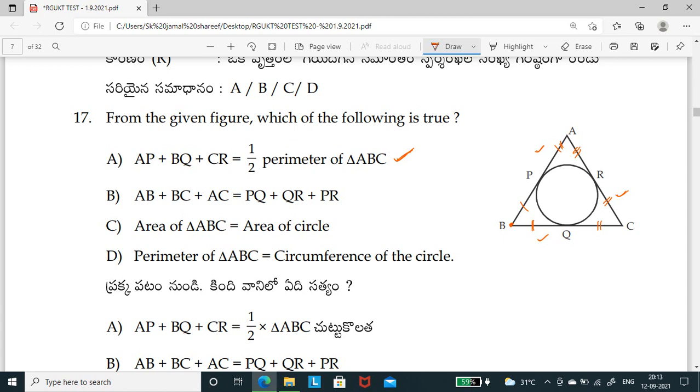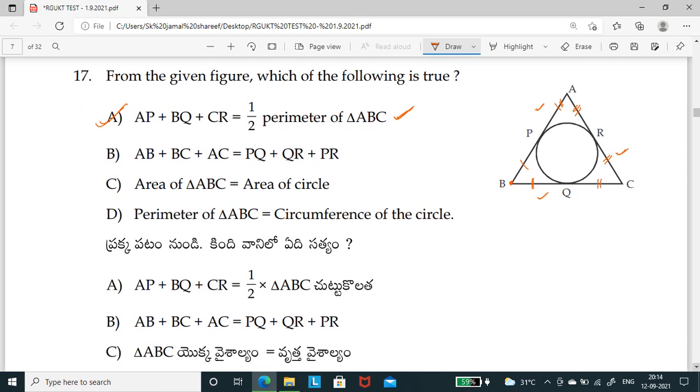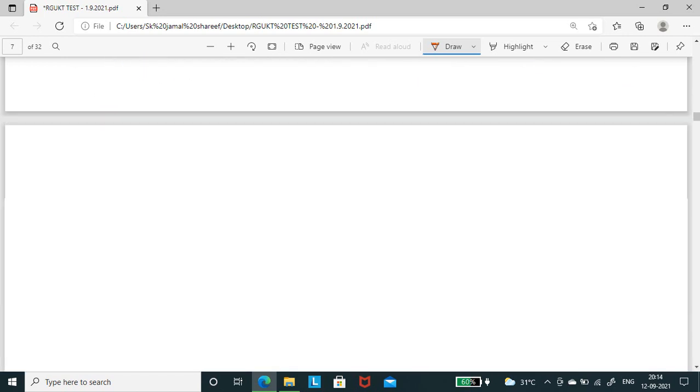Next, AB plus BC plus AC is nothing but the perimeter of the triangle. Will it be equal to PQ plus QR plus PR? It is not possible, right? So from this only option A is true. How can we say this? When you add all these parts, two parts will be equal to the perimeter. Here AP plus BQ plus CR means one part, and one part is equal to half of the perimeter of triangle ABC.